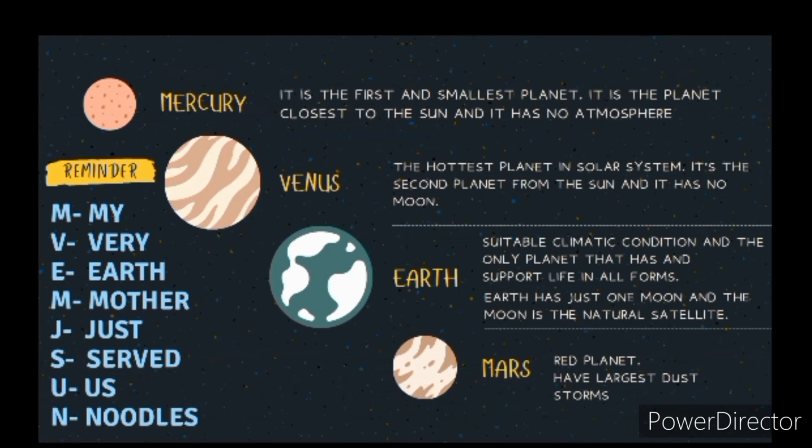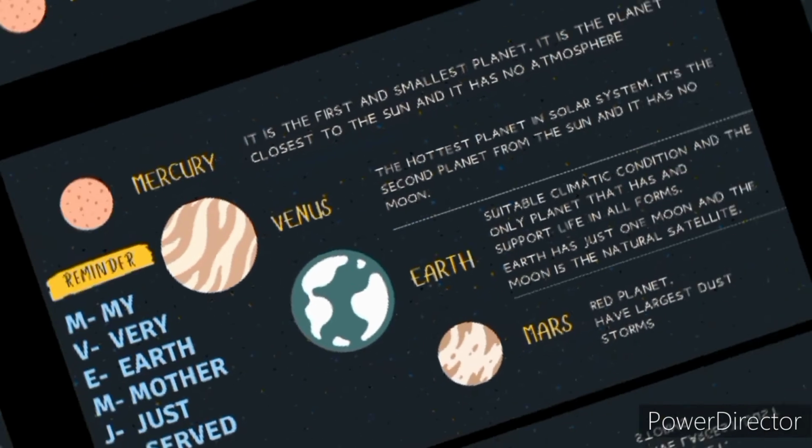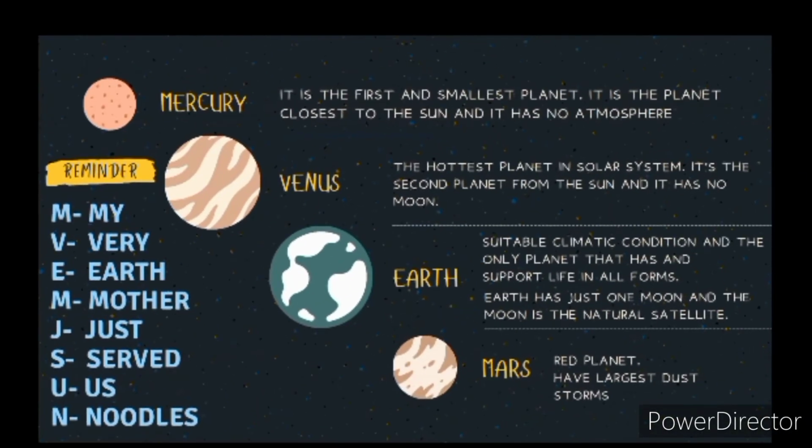So let's look at some significant characteristics of each of these planets. What makes them unique? Now, Mercury is the first and the smallest planet. It is the planet closest to the sun. And one thing about Mercury is it has no atmosphere. Now, in our next lesson, we'll be looking at different parts of Earth where we have atmosphere, lithosphere, and hydrosphere. So then you will understand what we mean by atmosphere. Venus is the hottest planet in our solar system. It's the second planet from the sun. And guess what? It has no moon.